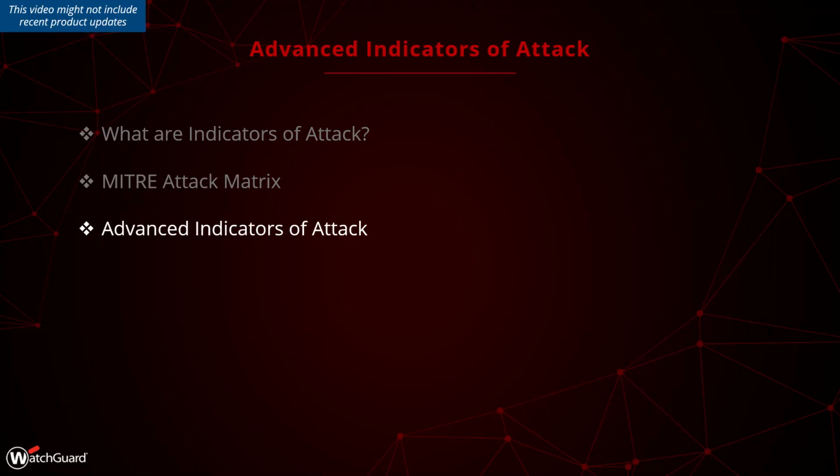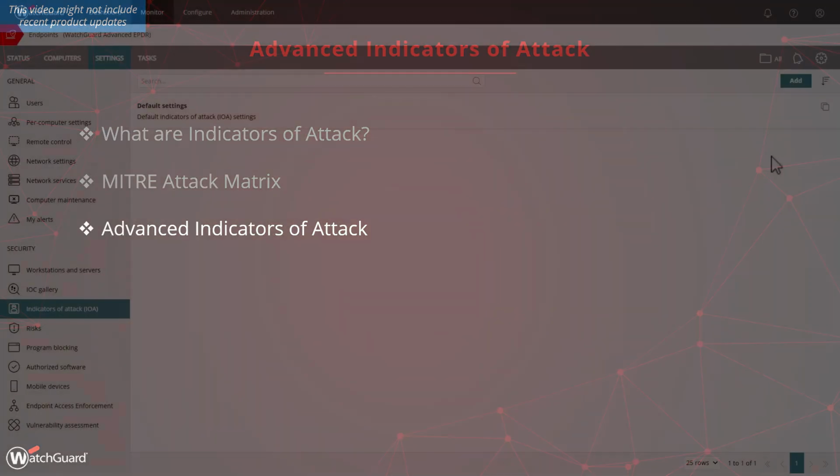Many of these advanced indicators are designed to provide you with more information about sensitive activities taking place in your environment, but may not be related to an active attack and could be part of normal operations. This helps you have a more complete picture of what is happening in your environment and can be very useful for an investigation if a compromise does take place.